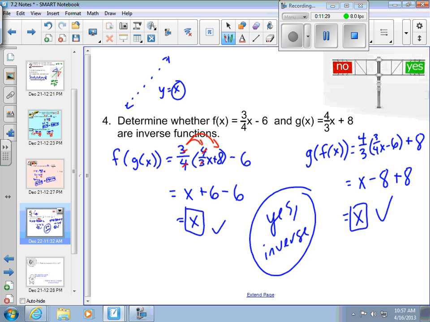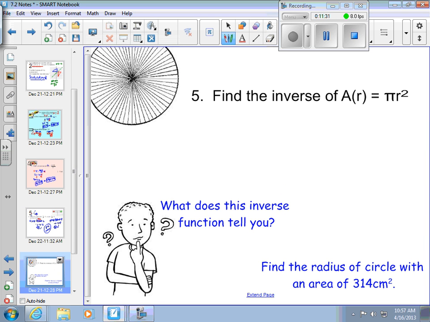All right, let's look at an application. On this next problem, we want to find the inverse of this equation. And if you look, this is the formula for the area of a circle. Area equals pi r squared. They want us to find the inverse. So basically, what would the equation be if instead of saying A equals, we solved it so it said r equals?